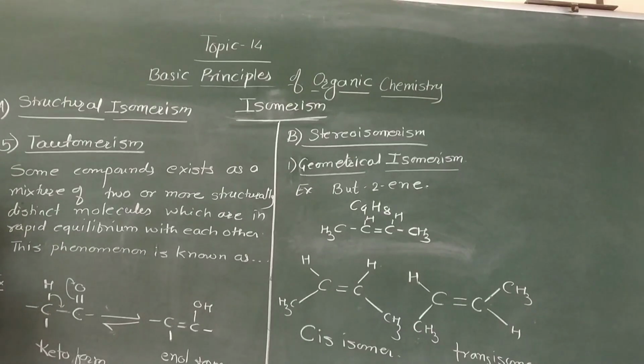These are the types of structural and stereoisomerism. Optical isomerism we are going to discuss in 12th standard.